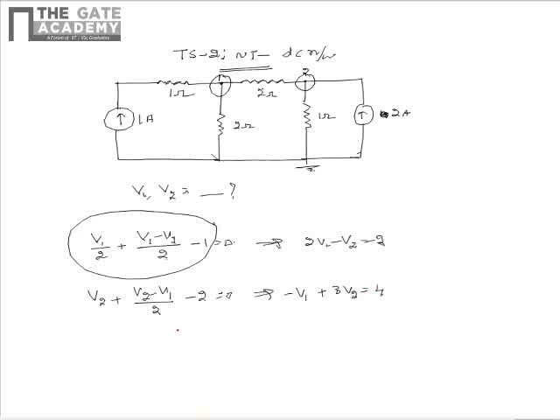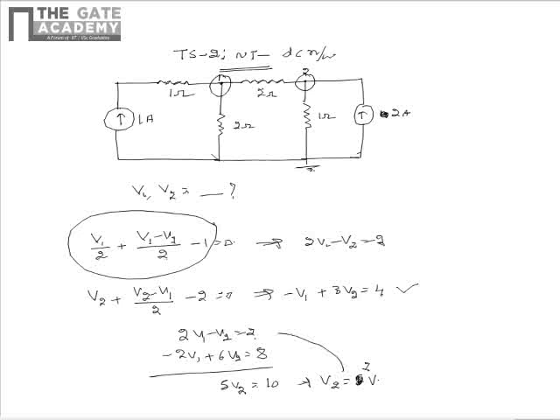So upon simplifying these two equations, we see that 2V1 minus V2 is equal to 2, and by multiplying the second equation by 2, we see that minus 2V1 plus 6V2 is equal to 8. So that implies upon adding these two equations, 5V2 is equal to 10, hence V2 is equal to 2 volts.